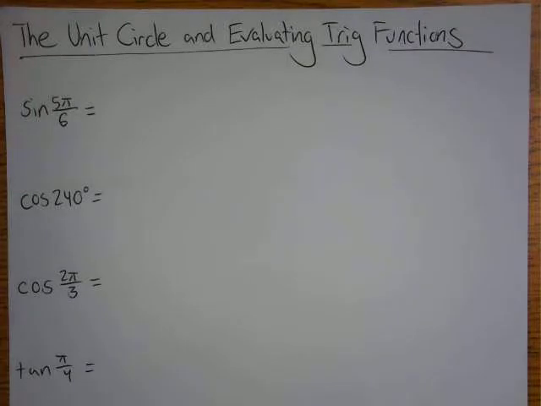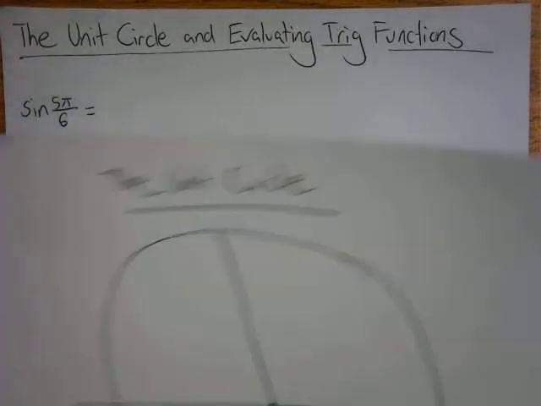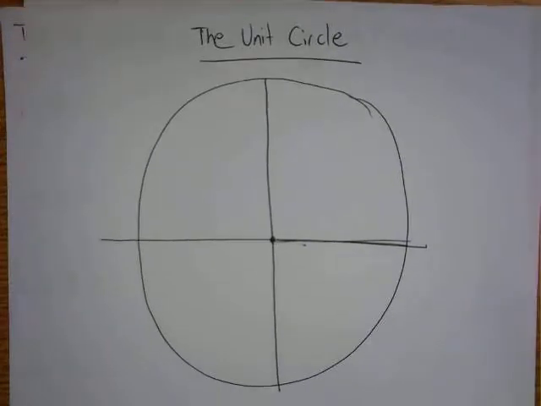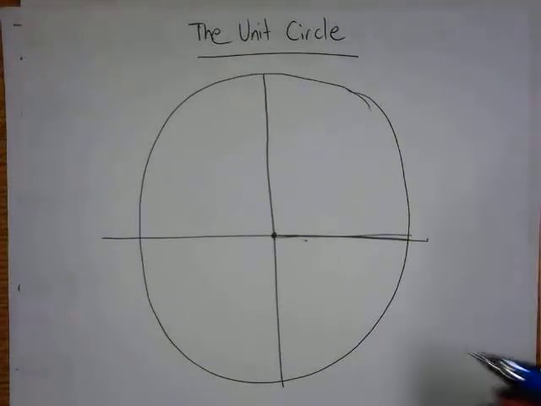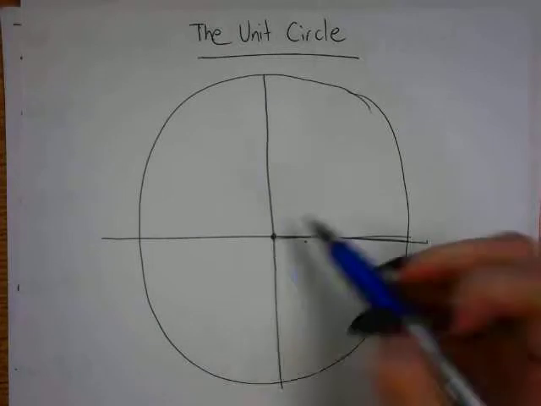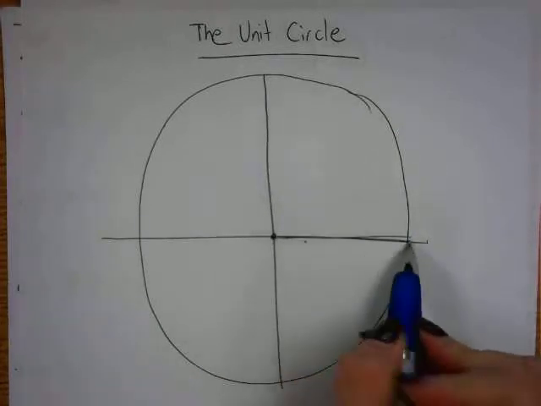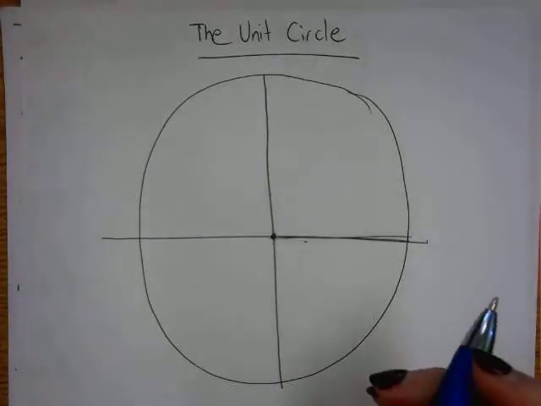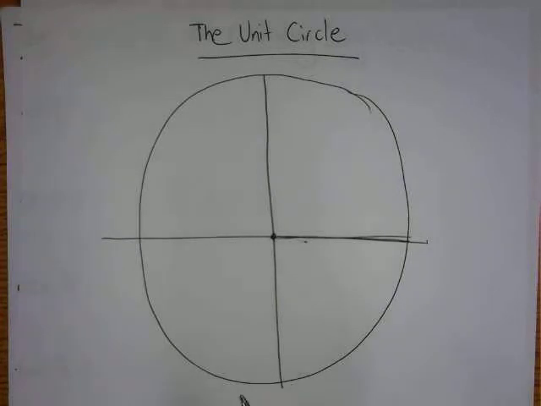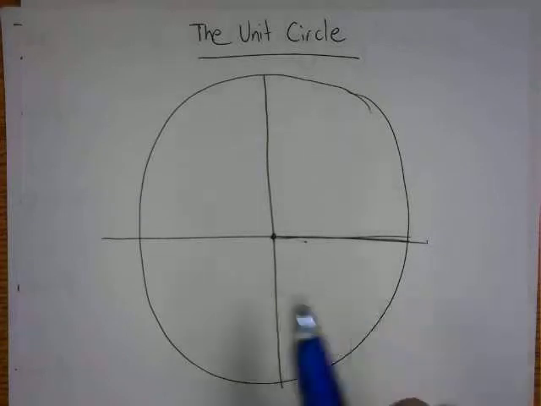Alright, so in this video I'm going to be talking about the unit circle and how to evaluate trig functions at different angles. So let's talk about the unit circle quickly and recap what the unit circle is. The unit circle is just a circle centered at the origin that has a radius of length 1. And we look specifically at some of our benchmark angles in either degrees or radians.